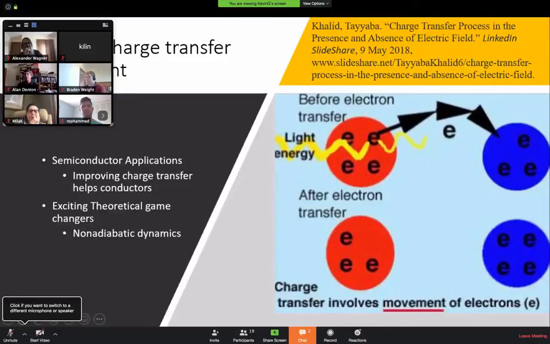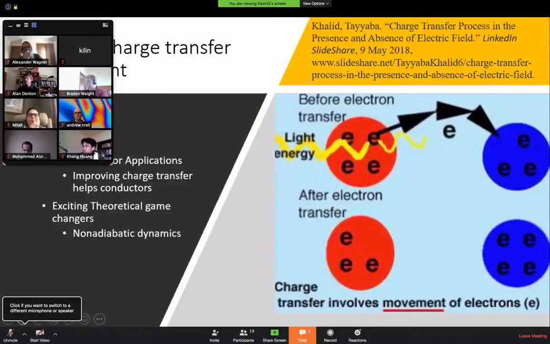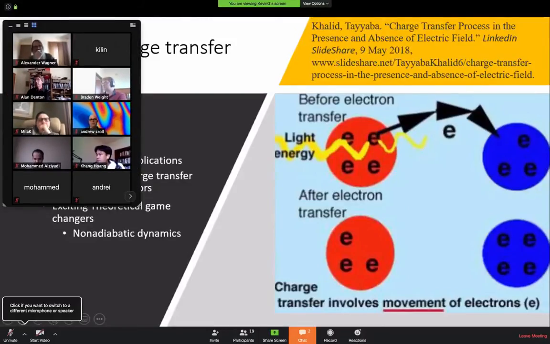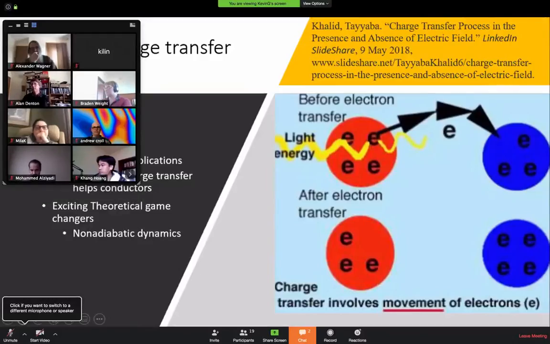Now, this is in contrast with non-adiabatic dynamics. In non-adiabatic dynamics, we're assuming that the nucleus position changes with time, it vibrates. So when it vibrates, the orbitals associated with the electron change, and when that happens, all those expectation values I mentioned earlier also change in time. So non-adiabatic dynamics comes into play when we're studying charge transfer.